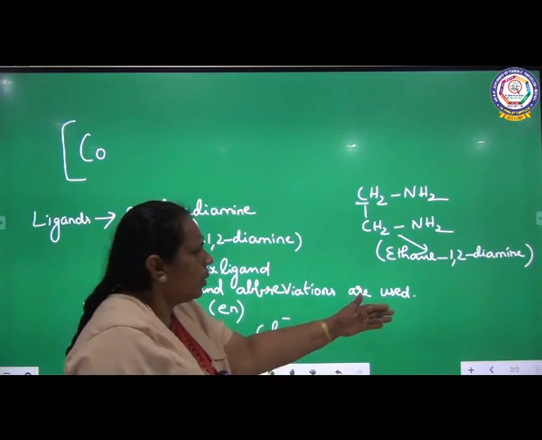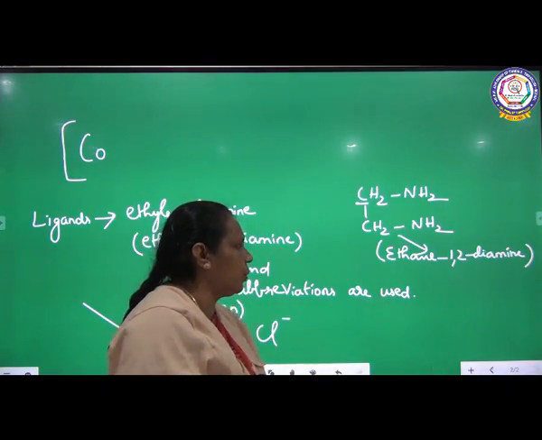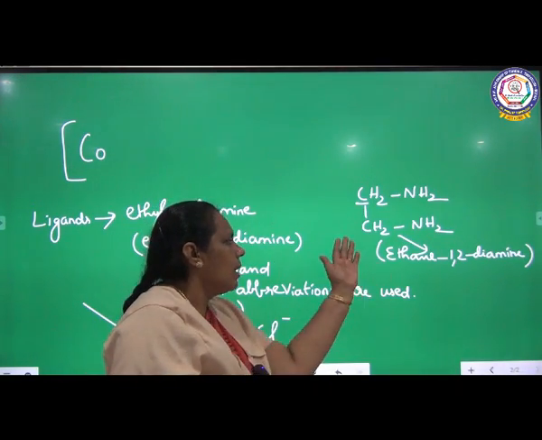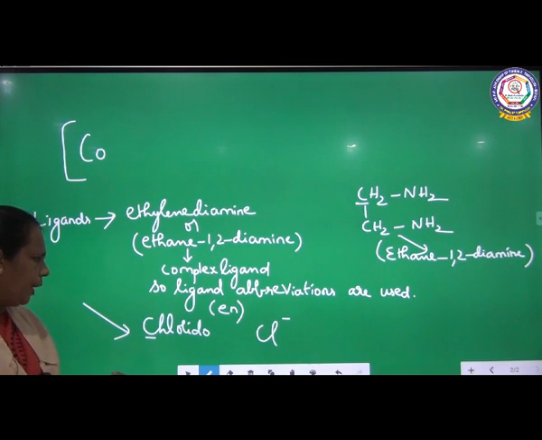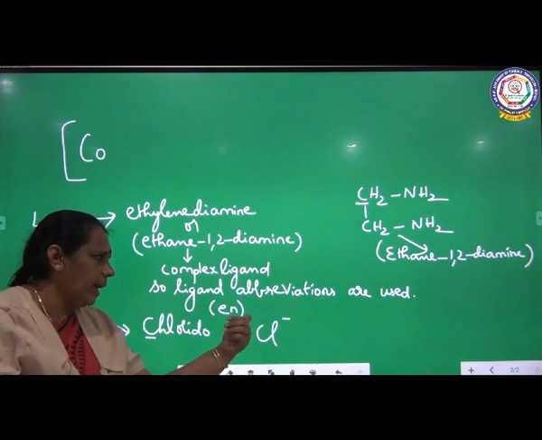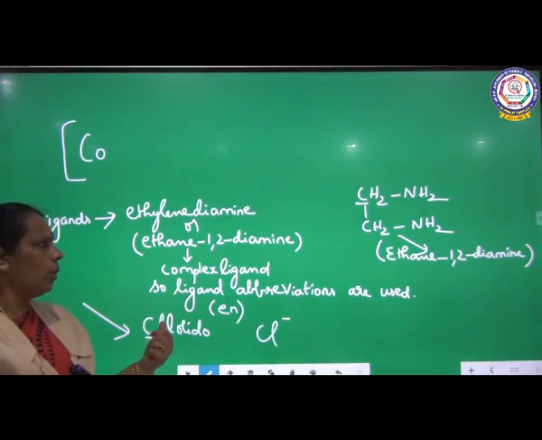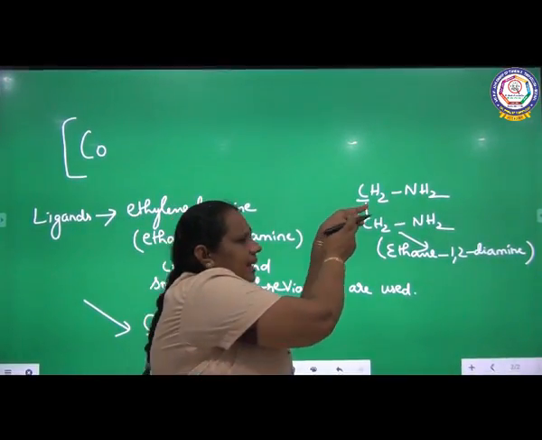So ethane 1,2 diamine, CH2, NH2, CH2, NH2. This is ethane 1,2 diamine, which is a neutral ligand. Here we are going to talk about chlorido, which is a negative ligand. It is negatively charged. So we have to arrange now. Here it is Cl, there it is CH.